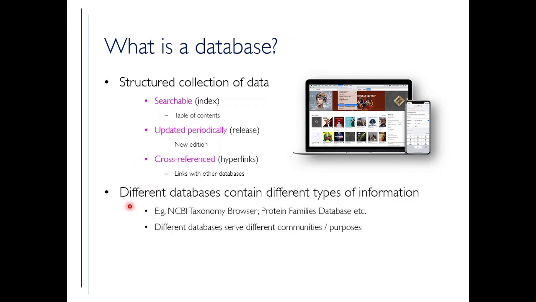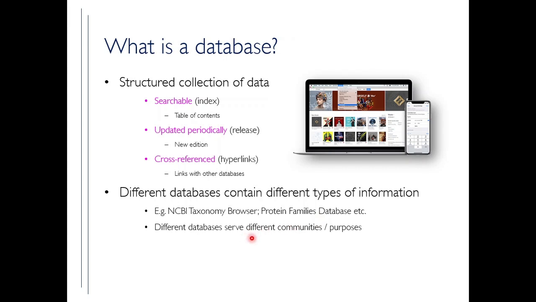It's worth noting that different databases contain different types of information. So there's a database called the NCBI, or the National Centre for Biotechnology Information, and this is a common database that we're actually going to use. It contains a lot of information, and it links to various other databases as well, so it's a good one that we're going to use. But you also have specific databases as well. So the Protein Families database contains information about protein domains and protein information.